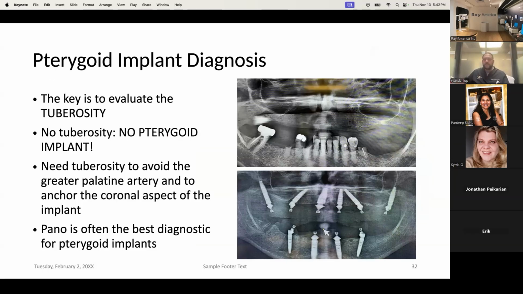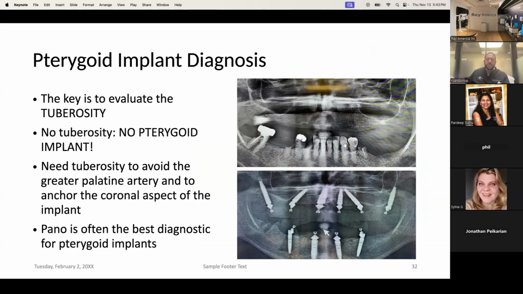So the key to doing successful pterygoid implants is the diagnosis of this. For me, I want to have a thick, robust tuberosity for these implants because if you can see from this X-ray, the pterygoid plates is that dense vertical bone above the maxillary tuberosity, and you can see that with a big, robust tuberosity, there's kind of a funnel. There's kind of a medial and lateral funnel that leads up to the pterygoid plate.